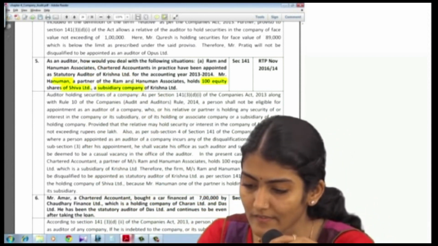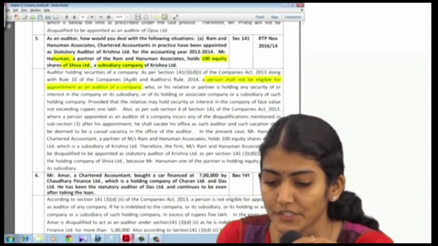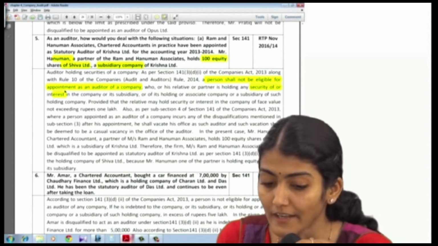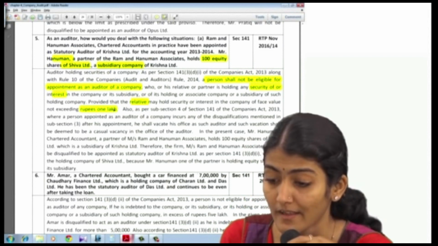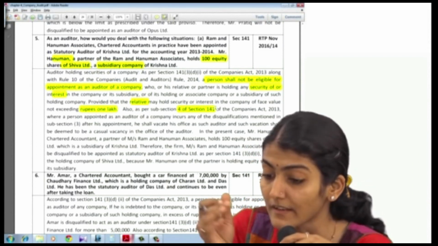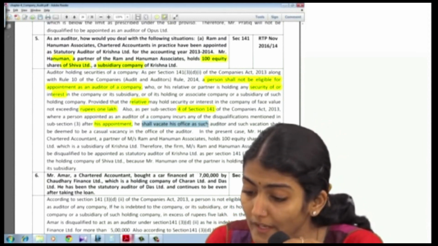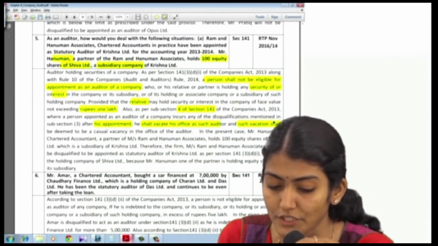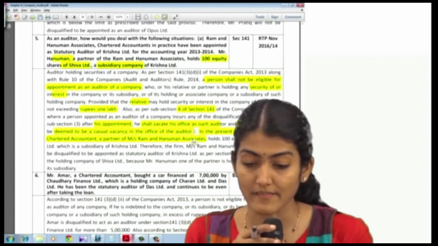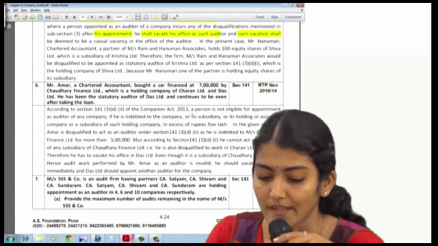Okay, so what does it say? As per the section, a person shall not be eligible for appointment as an auditor if he holds any security of or interest in the company, provided that a relative may hold up to 1 lakh. Then as per 141(4), where a person appointed as an auditor incurs any of the disqualifications mentioned after his appointment, he shall vacate his office as such auditor, and such vacation shall be deemed to be a casual vacancy in the office of the auditor. In the present case, therefore, Ram and Hanuman would be disqualified for appointment as an auditor.